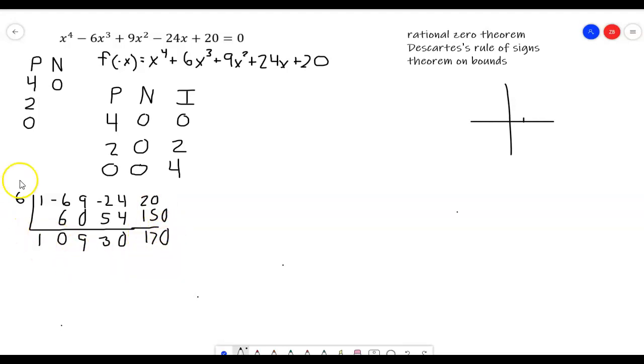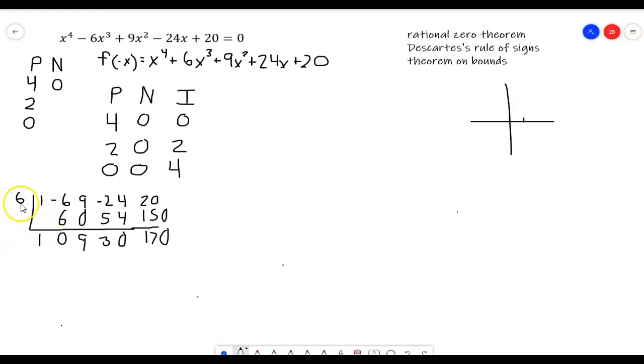So what this tells me is that when I use 6 to divide, my entire bottom row is now positive. And that's the first number, because if I used 5, I still would have gotten like a -1 there. If I used 4, I would have gotten a -2 there. So 6 is the first positive number that I got where I had all positive numbers on the bottom there, or 0. So that means that my largest positive root can't be any higher than 6. That's my upper bound.